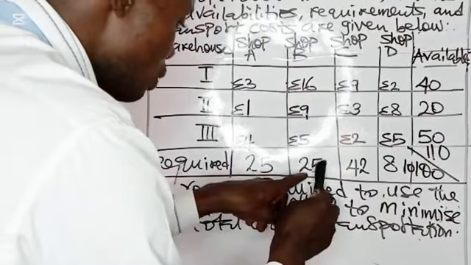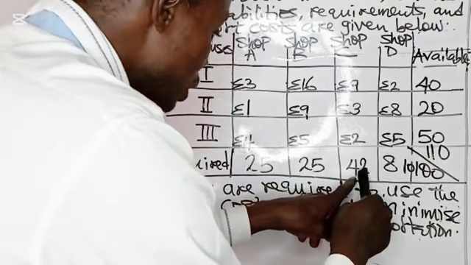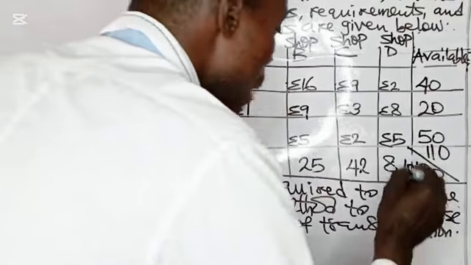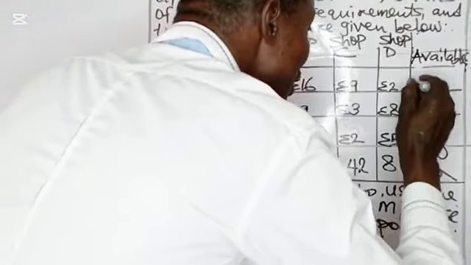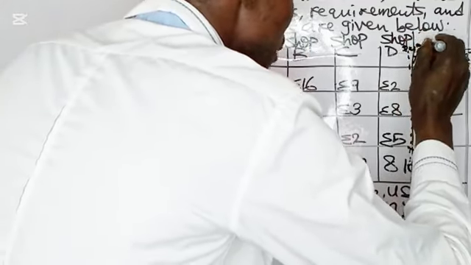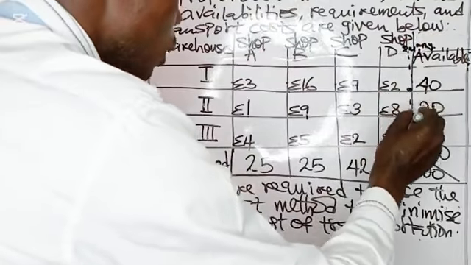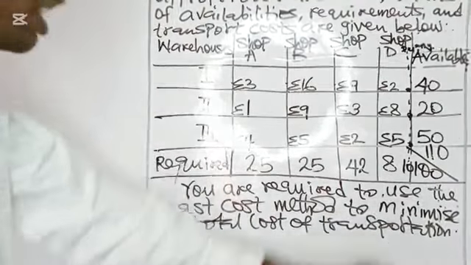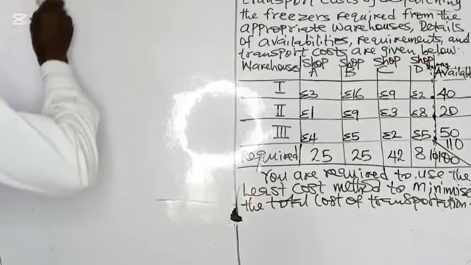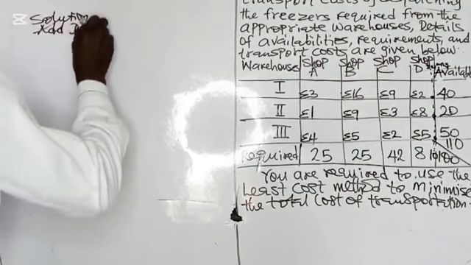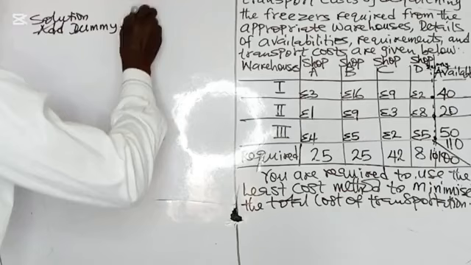25 plus 25 will be 50, plus 42, that is 92, plus 8, that is 100, plus 10, that will be 110. That means we are adding this 10 vertically like this. So this will now be a dummy activity. We introduce a dummy here with 0 cost. That is the first step: you introduce dummy activity to make the problem balanced. Let's have the solution.